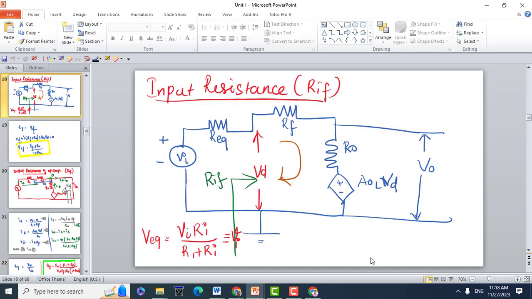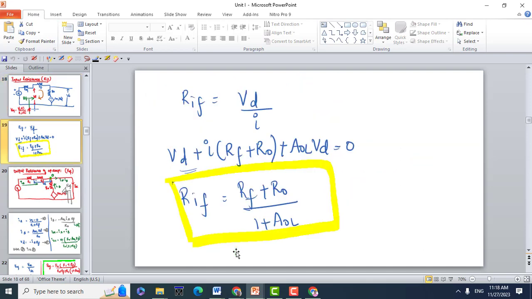How will you calculate the input resistance? V equivalent is Vi times Ri, the total impedance divided by R1 plus Ri. That is your input impedance. RIF is nothing but Vd by I. So input impedance can also be written as RF plus R0 divided by 1 plus AOL.